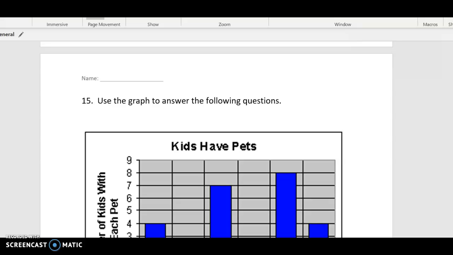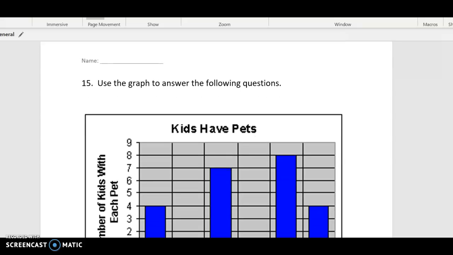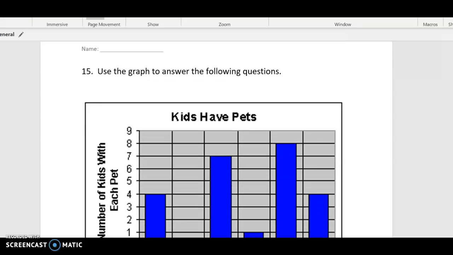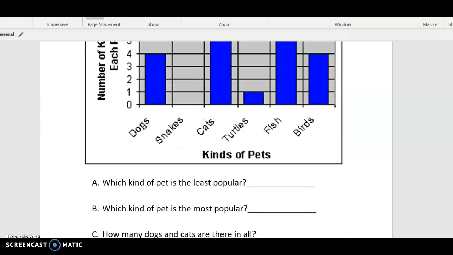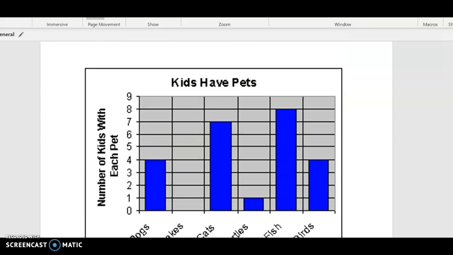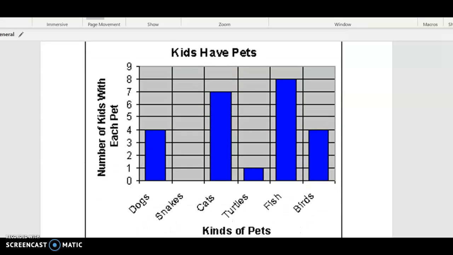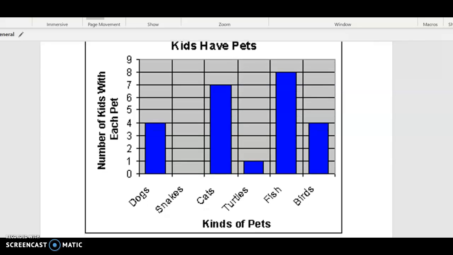All right, last set of questions. Use the graph to answer the questions. What kind of a pet is the least popular? That's right. Some people would have put turtles because that's one, but if you look, how many like snakes? None of them like snakes. So snakes is going to be the least. Which one is the most popular? Fish, because you have 8 liking fish.